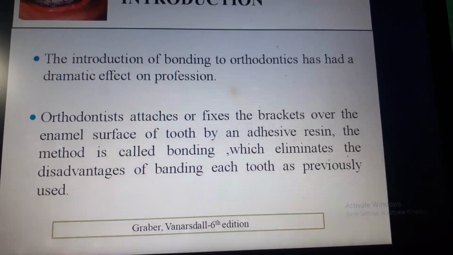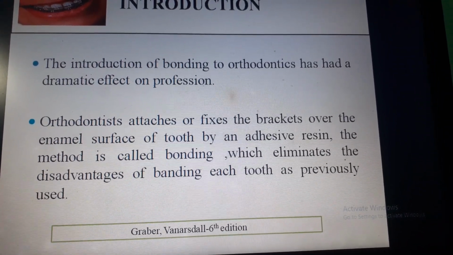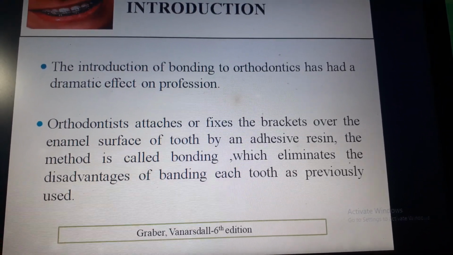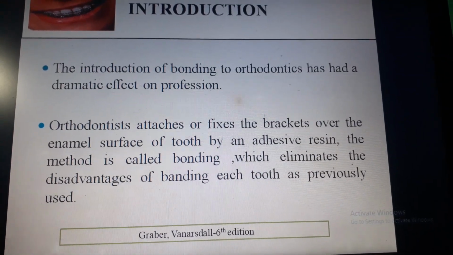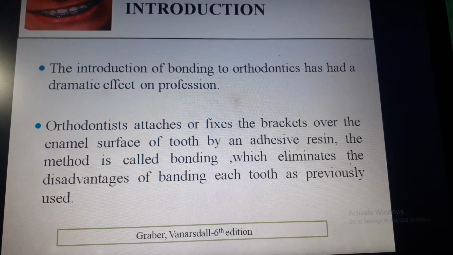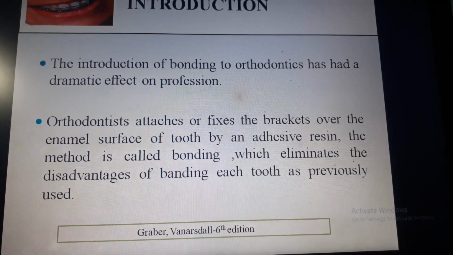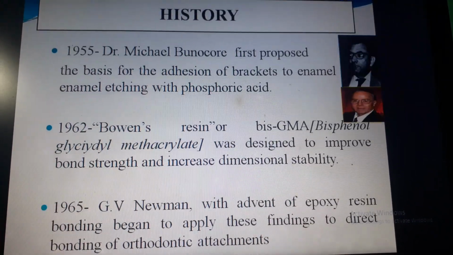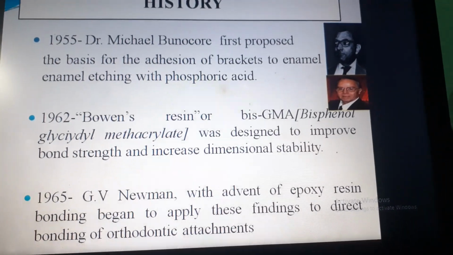Orthodontics attaches or fixes the brackets over the enamel surface of the tooth by an adhesive resin. The method is called bonding, which eliminates the disadvantage of banding each tooth as previously used. Then coming to the history part.